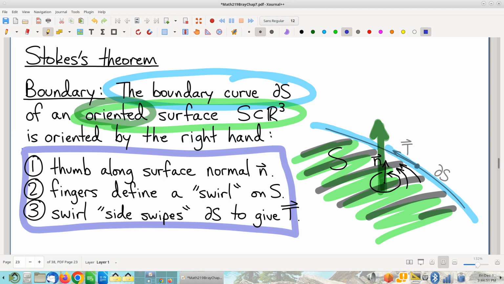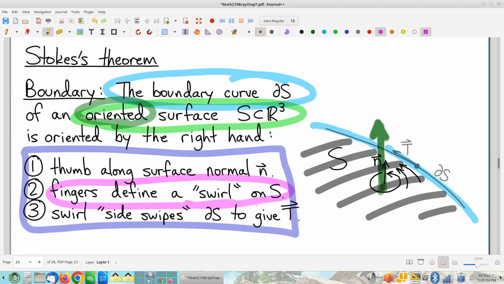Whichever direction your fingers are pointing around your thumb, that defines what I'm going to call a swirl. So again, right hand in the direction of the normal, fingers swirl. That swirl will sideswipe up against the boundary in the direction that defines the standard orientation for that boundary curve.